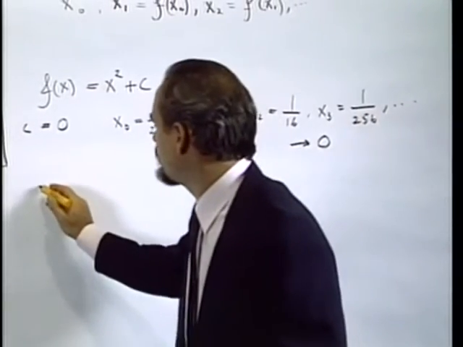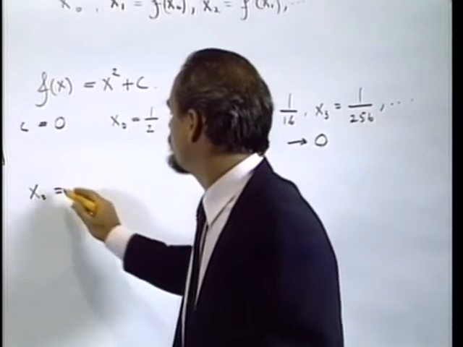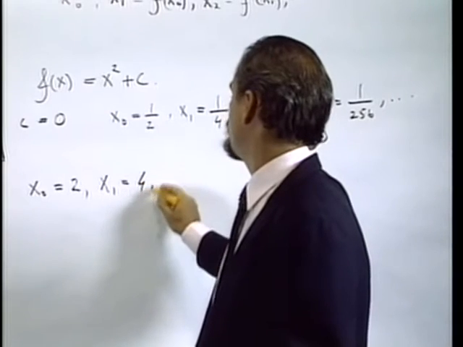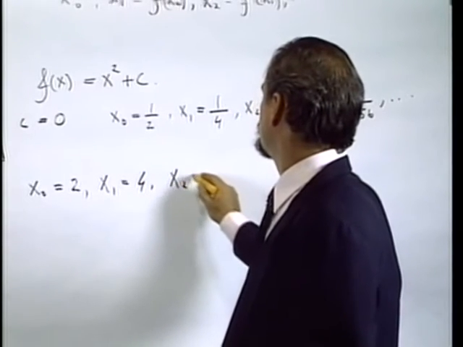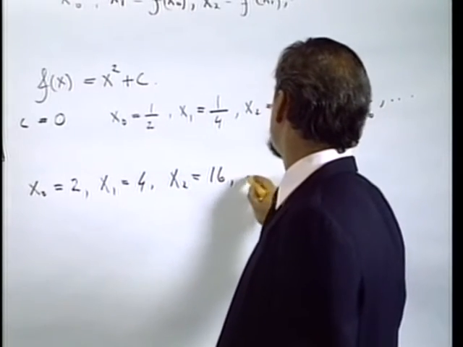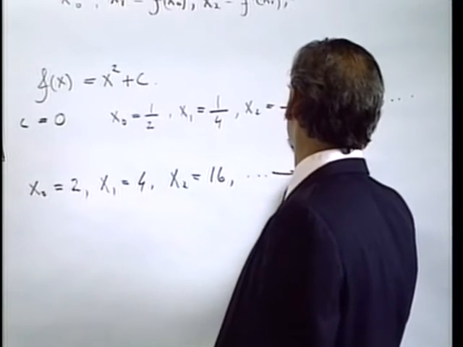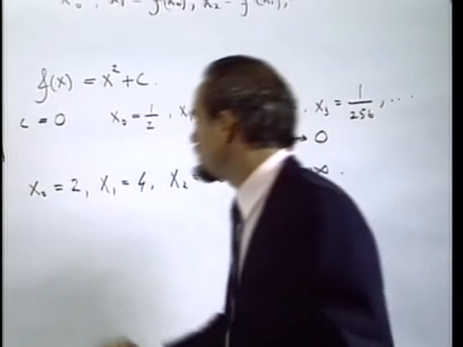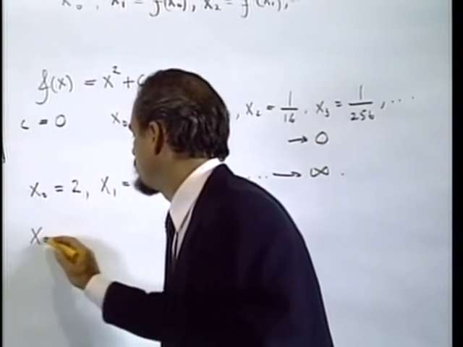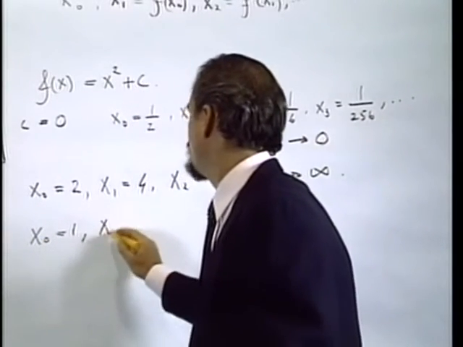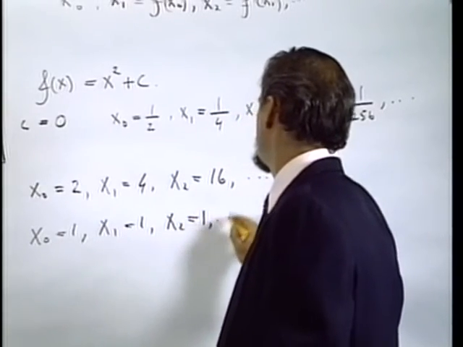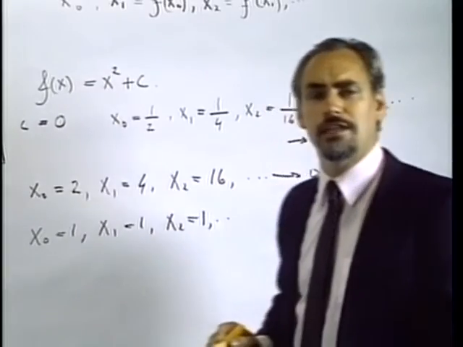If you started with x0 is equal to 2, then x1 is equal to 2 squared, which is 4, x2 is equal to 16, and so forth. The sequence is clearly tending to infinity. These aren't the only two possibilities. If you started with x0 equals 1, then x1 is equal to 1, x2 is equal to 1. The sequence is just constantly 1.